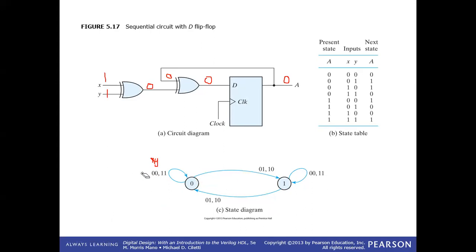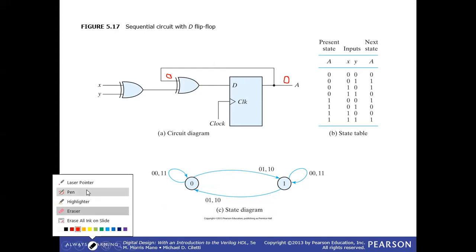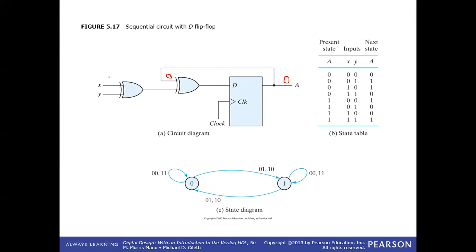Now let's study for the next cases. If we have A is equal to 0 and we apply 0, 1. Okay, so how is this going to respond if I apply a 0 over here and a 1 over here? The output over here, 1. And the output over here, 1. So the output over here becomes 1 on the next positive edge clock.